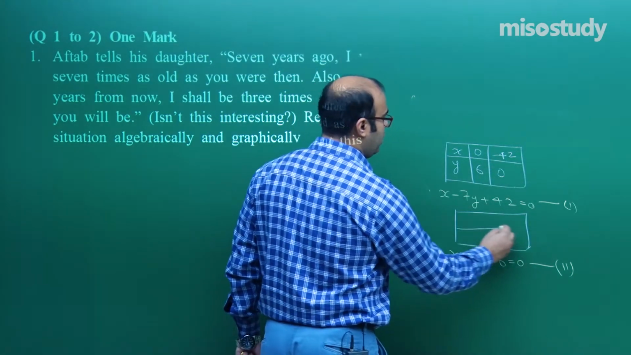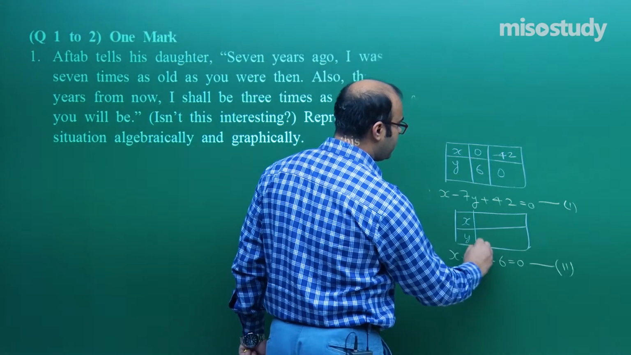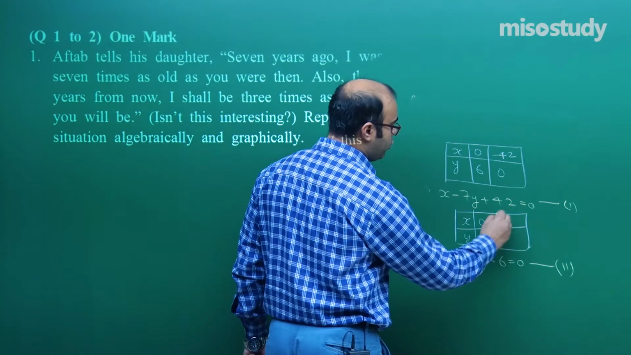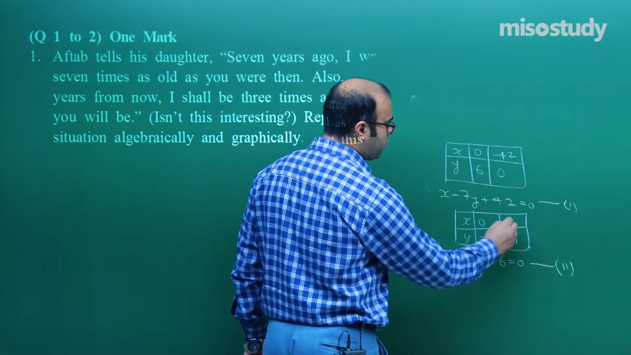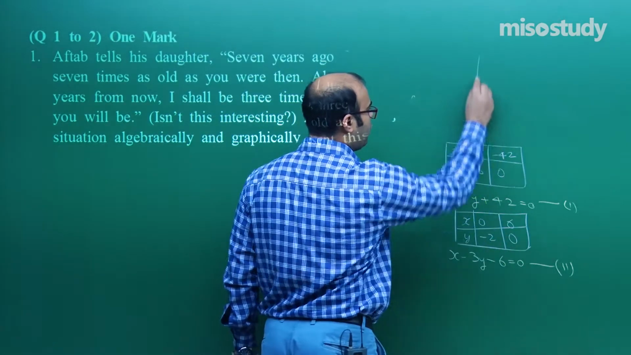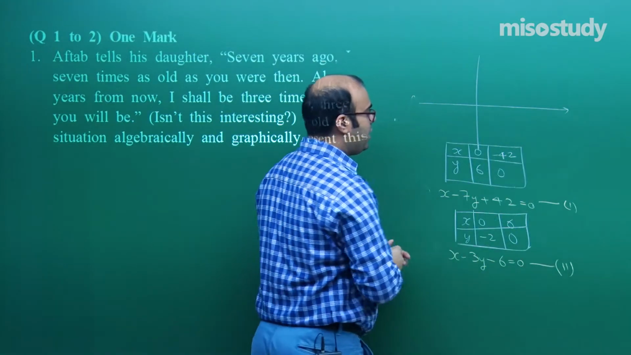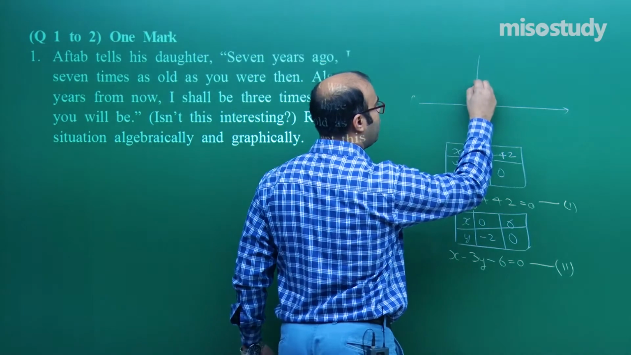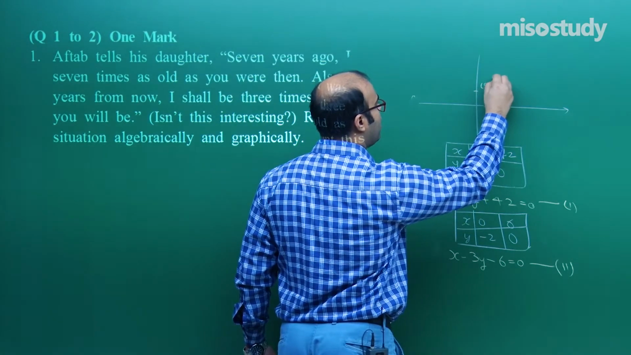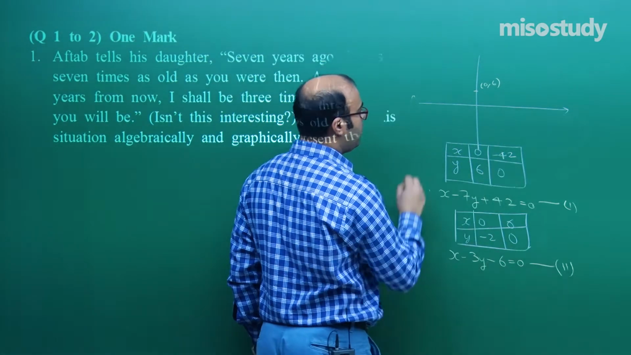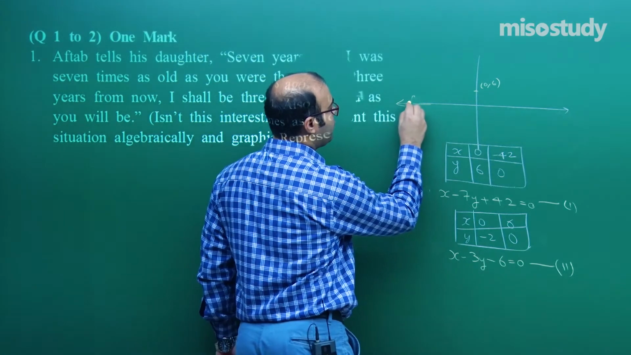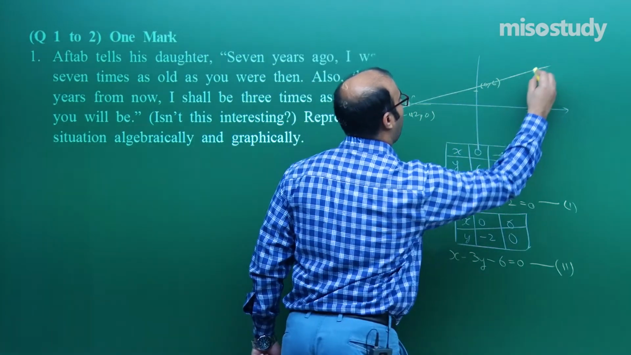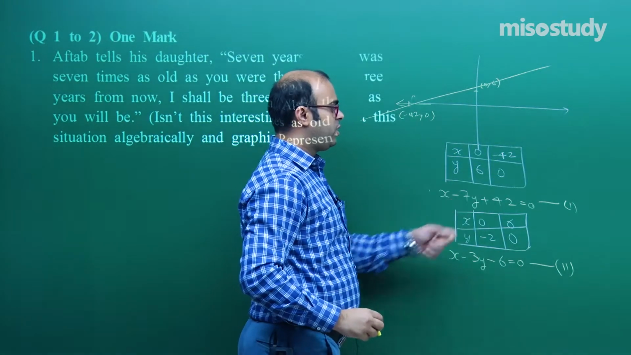For the second one, if we take x as 0, what will be y? y will be minus 2. And if we take y as 0, x will be 6. So the equations will be represented graphically. For the first equation, 0, 6 is a point which may be somewhere here, and minus 42, 0 is a point which may be somewhere here. So this is the line which is represented by the first equation.